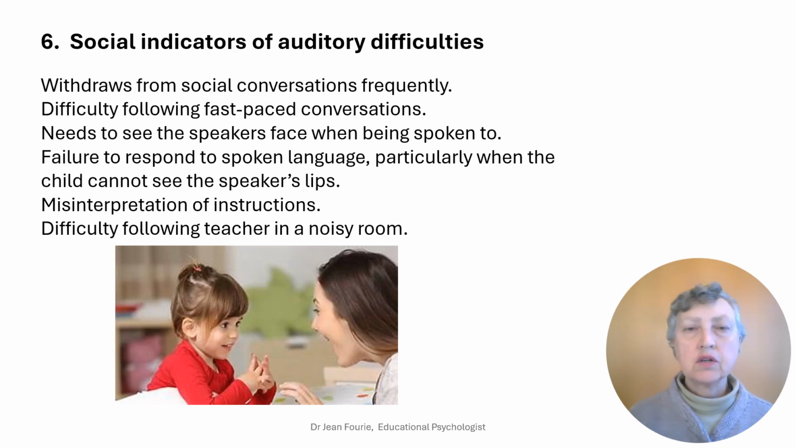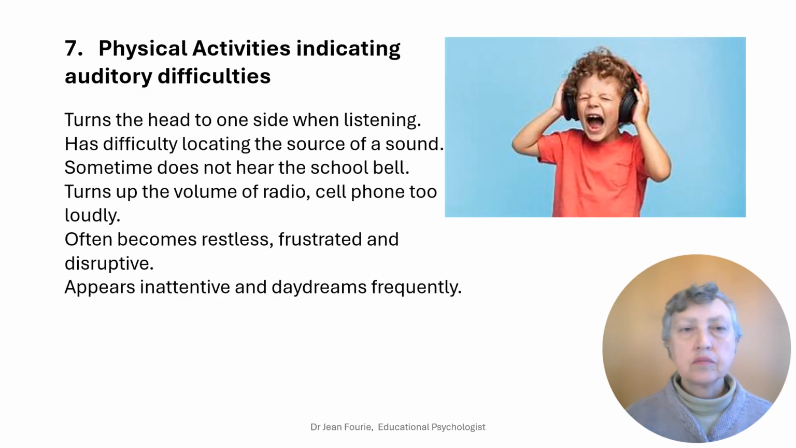In Part 6, observe and record any social indicators of auditory difficulties. Does the child withdraw from social conversations frequently? Have difficulty following fast-paced conversations? Does the child need to see the speaker's face when being spoken to, and does not respond to spoken language, particularly when the child cannot see the speaker's face and lips? Does the child misinterpret the teacher's instructions and have difficulty following what the teacher says in a noisy environment?